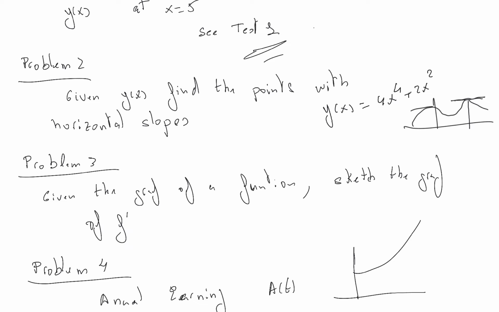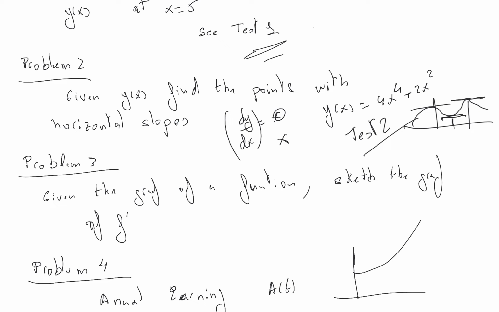So in this graph, there are 3 points with the horizontal slope. What you do is you take the derivative of y with respect to x, set it equal to 0, and find the x for which the derivative of y with respect to x is 0. We have done this problem on test 2, and you can see a similar problem on test 2.